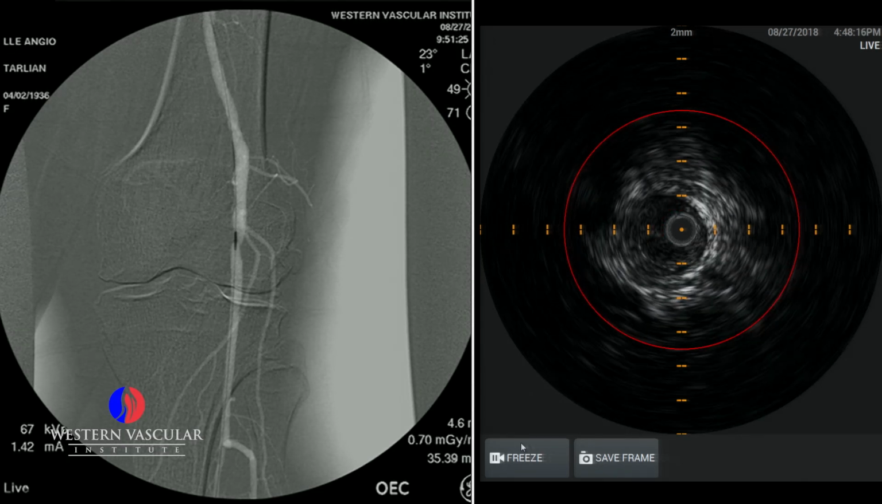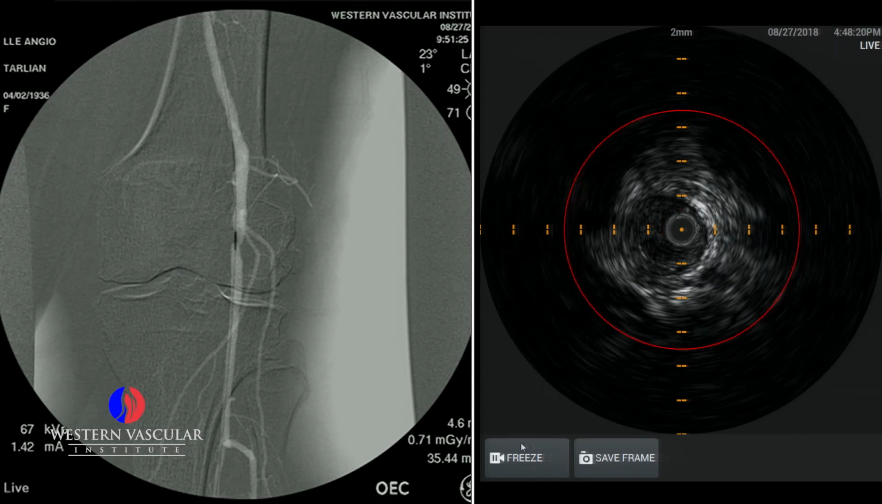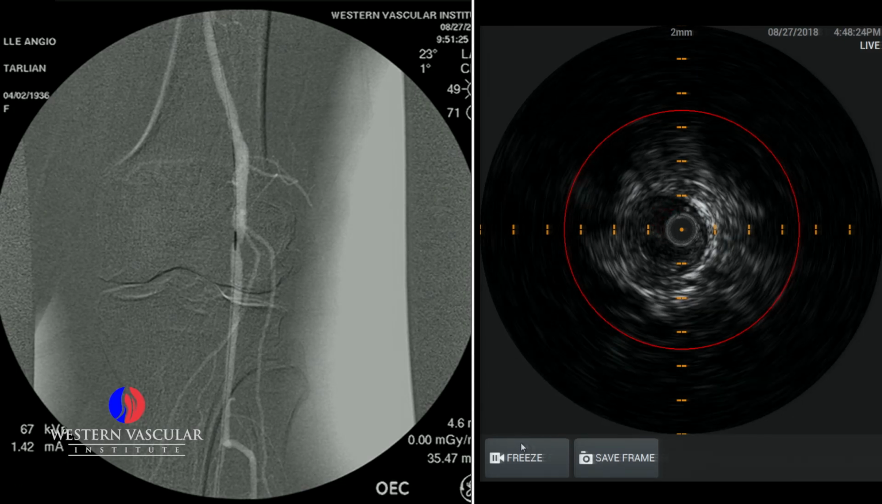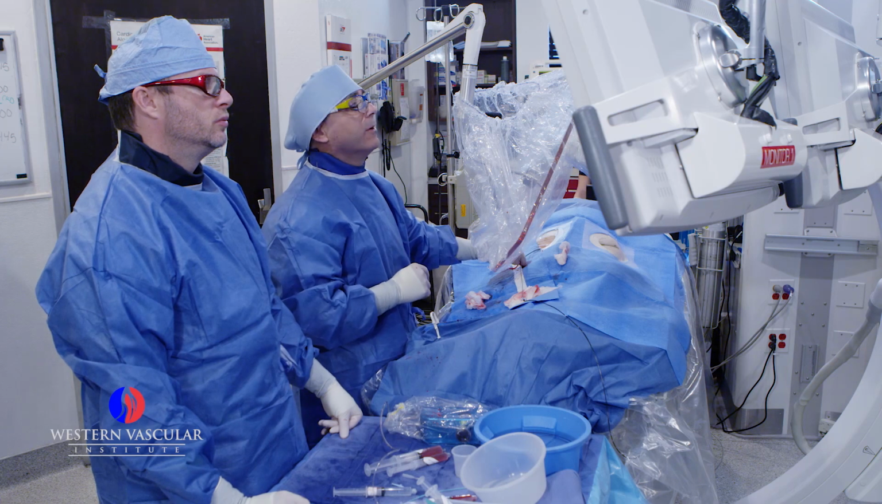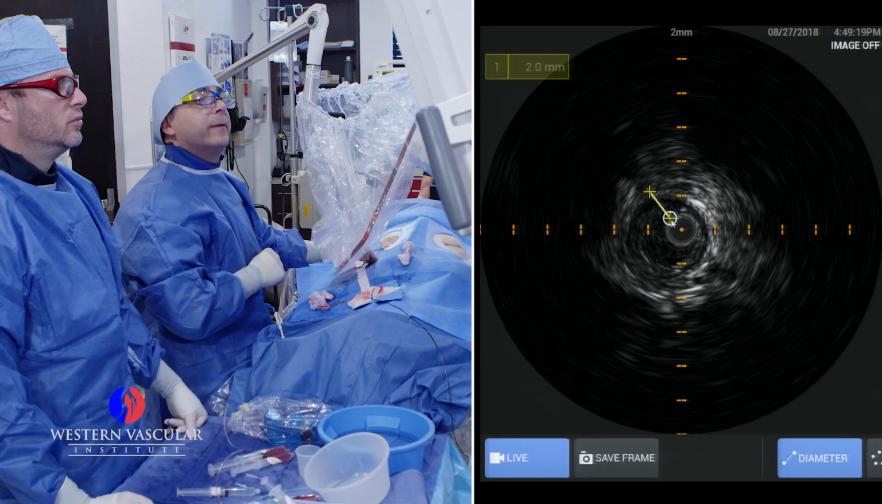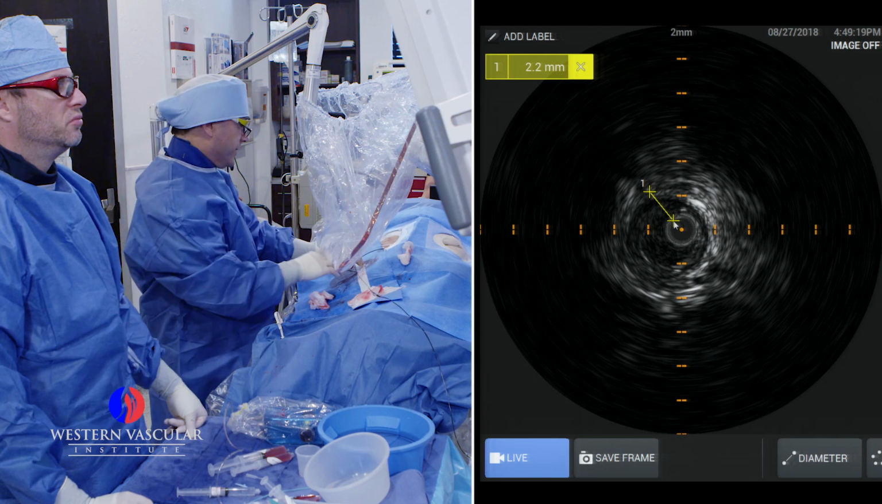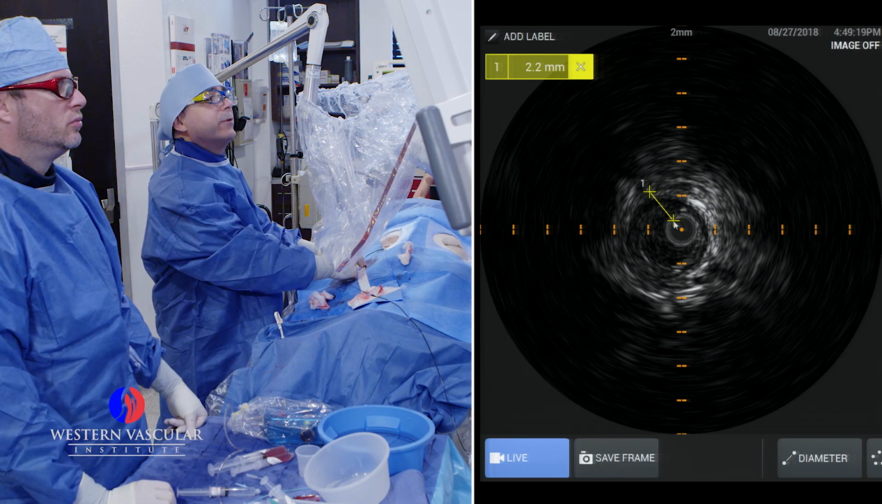You see how little red blood flow there is around that vessel? There's a lot of shadowing inside the artery. You can turn that off. And if you could measure, we'll show you where to use the markers, the inside of the artery there, right there. So we have about a 2 millimeter lumen there, which is a marked difference between 6 and 2. Go live again and turn the IVUS on also.